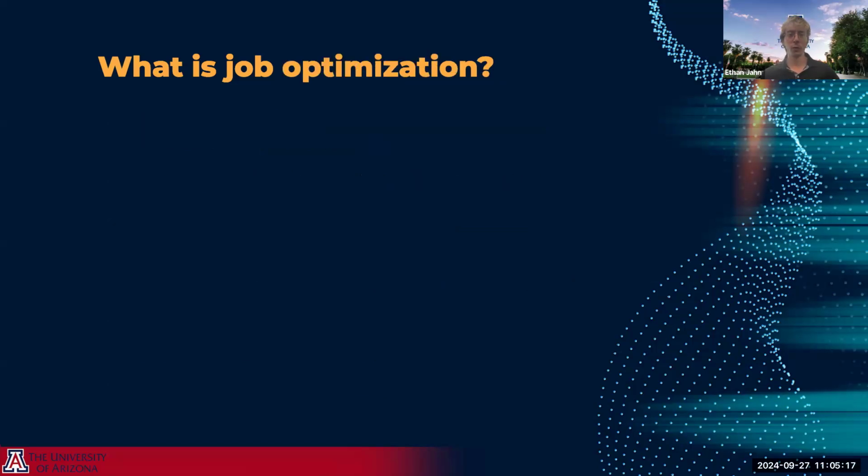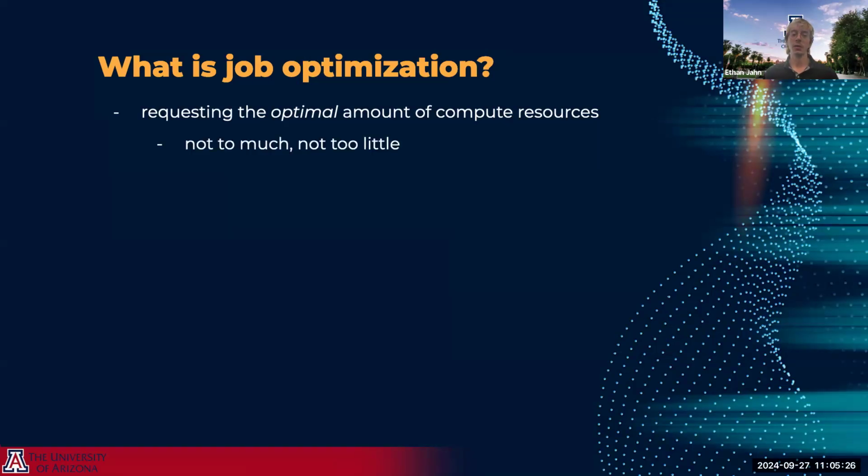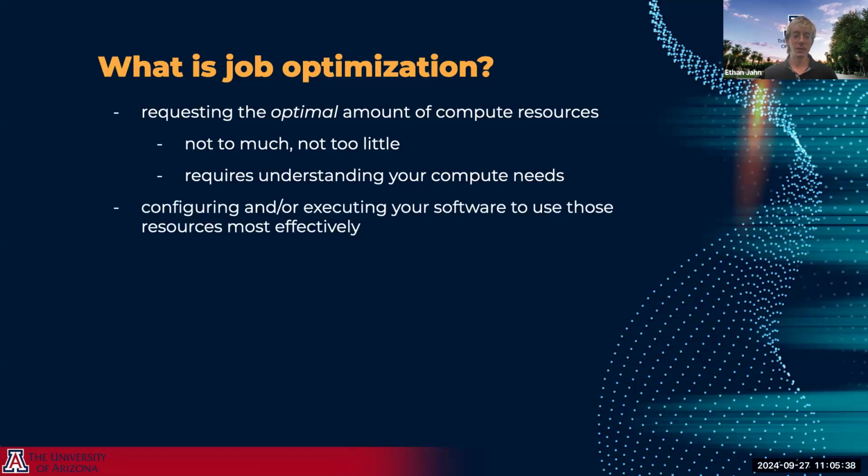So what is job optimization then? Job optimization is about improving the efficiency of your jobs. That means requesting the optimal amount of compute resources, i.e. not too much, not too little, hitting that Goldilocks zone. It requires understanding your compute needs, which requires testing and configuration. It also means configuring and/or executing your software to use those resources most effectively. We'll talk about that a little bit later. This is highly software dependent, but we'll give some general examples.